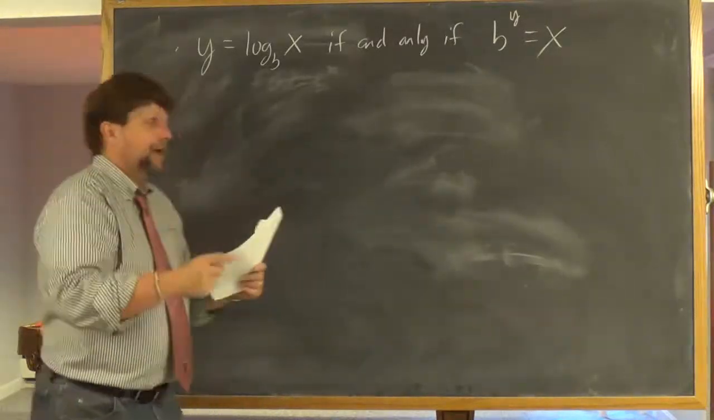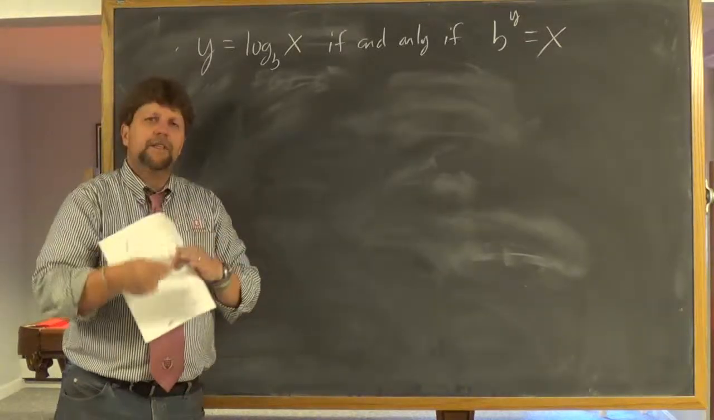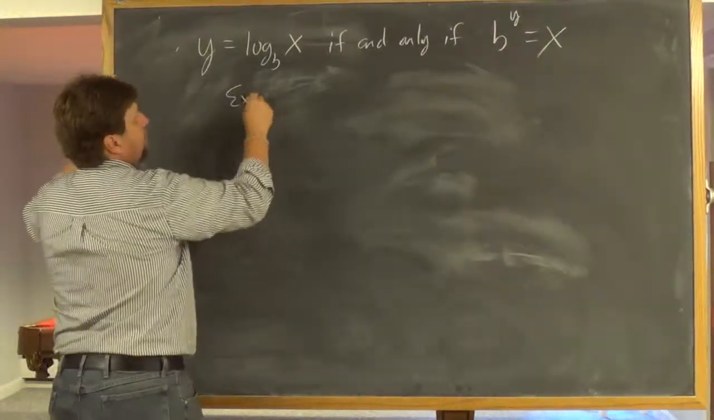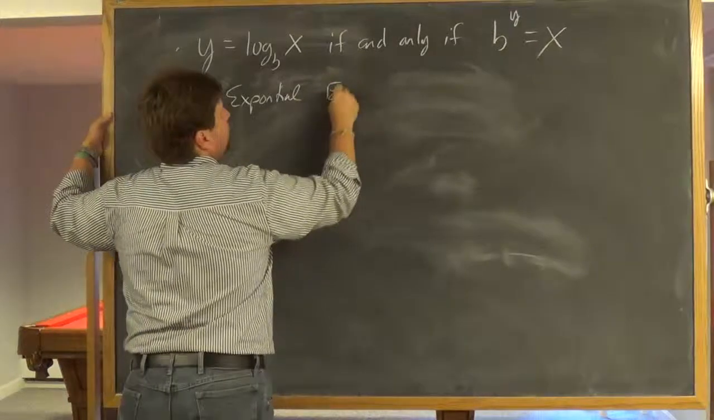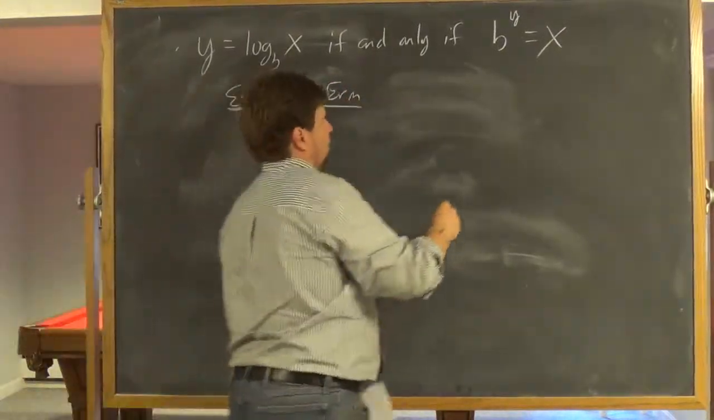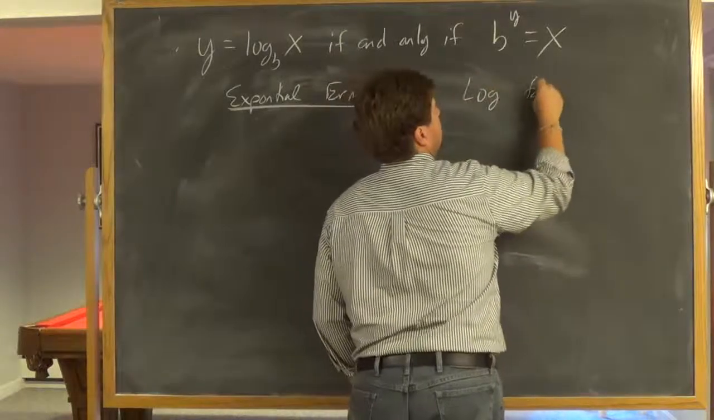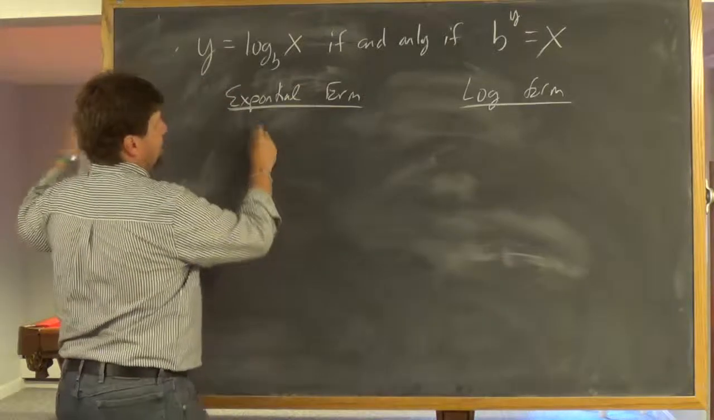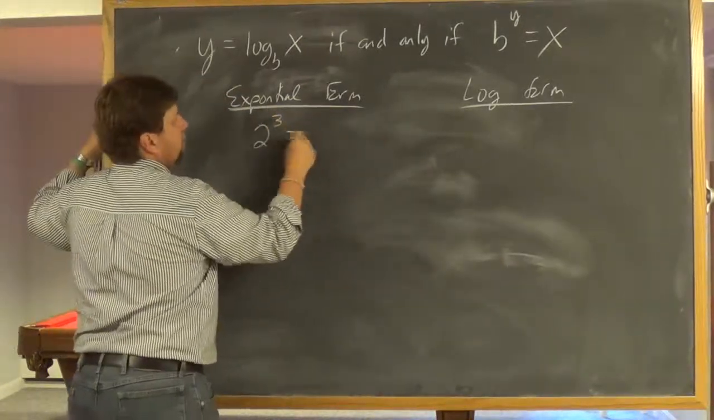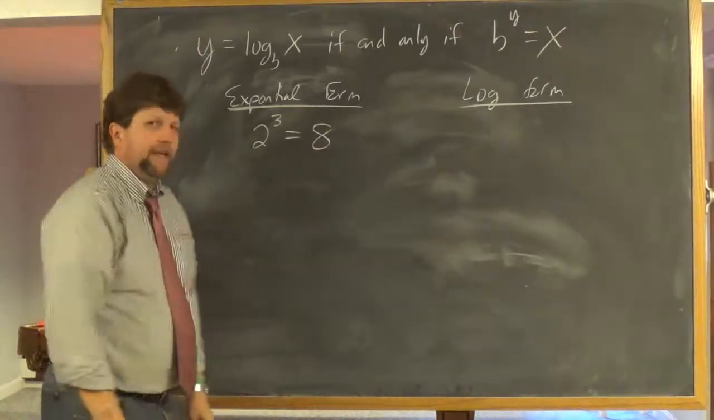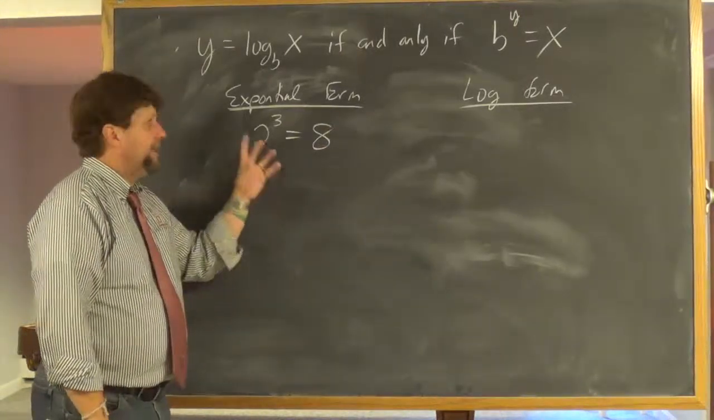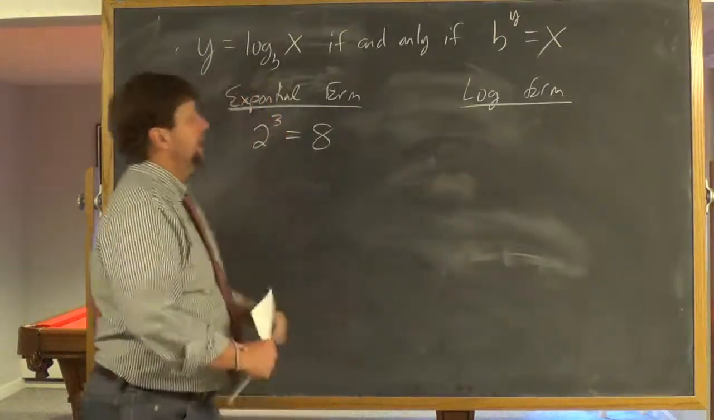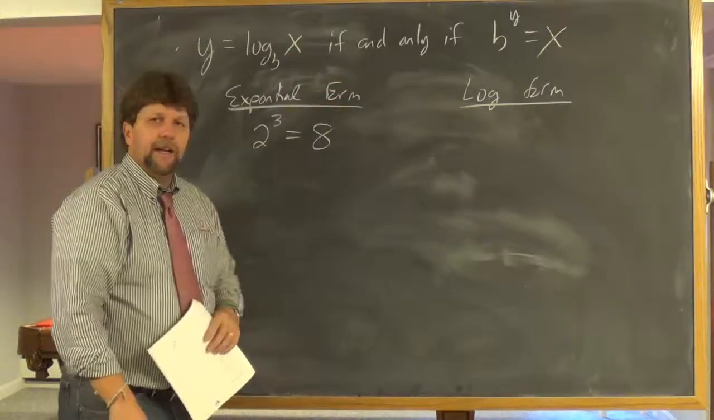And I want you to be able to do the following. It's just a skill, and this is a very important skill. I do expect you to be able to go from exponential form to logarithmic form, and vice versa. So for example, the exponential form 2 cubed equals 8. I expect you to be able to take this exponential form and write it into its corresponding logarithmic form. And it's nothing more than using this fact that I have up here.